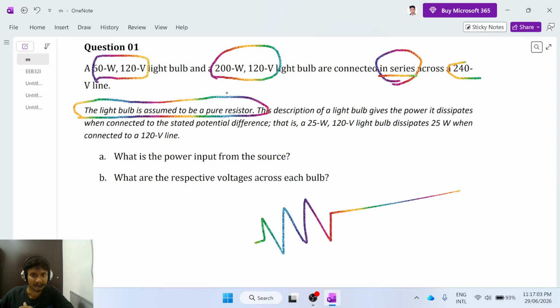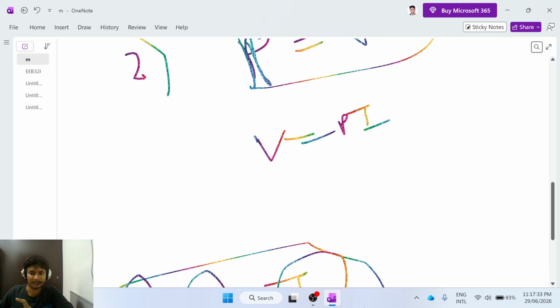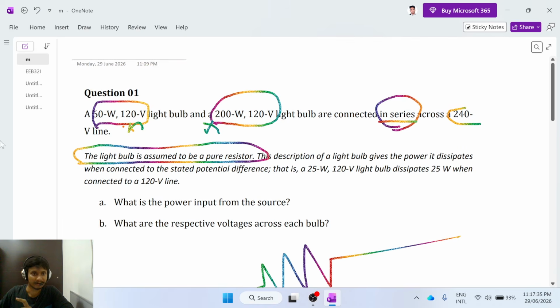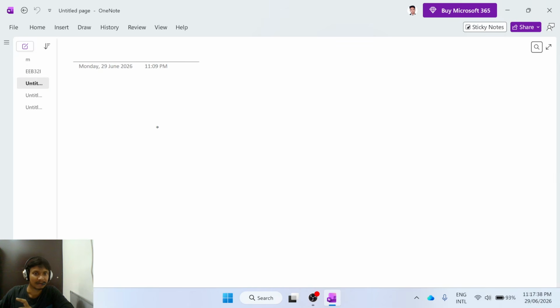Okay. Now this is description one, and this is description two. The description of a light bulb gives the power it dissipates when connected to the stated potential difference. For example, a 25 watt, 120 volt light bulb dissipates 25 watt when connected to a 120 volt line. For example, the meaning is, there is a bulb.